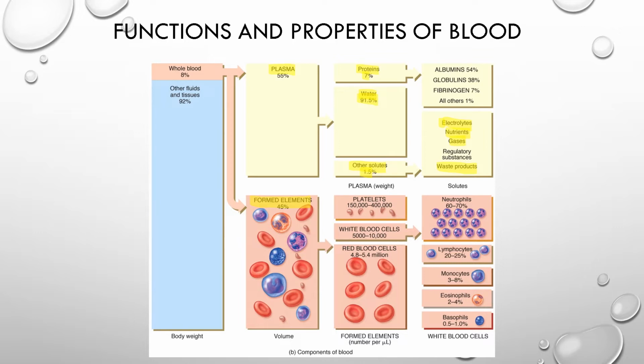Now, some of the proteins that we find in blood plasma are also found elsewhere in the body, but those that are confined to blood are called plasma proteins. Now, hepatocytes, which are the liver cells, synthesize most of the plasma proteins. These are going to include albumins, about 54% of plasma proteins. Globulins are about 38%, fibrinogen about 7%. So these are all made in the liver by the hepatocytes.